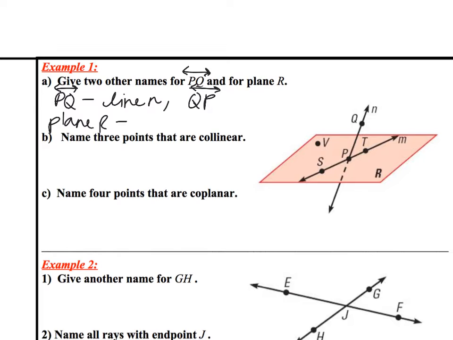Okay, how about plane R? Something I did not say is for plane, when you're choosing points, you want to try and choose points that are not all collinear. So you cannot call this plane SPT because they're all on the same line. But what's another name we could have for it? Lucas, what's another name for the plane? V. Plane V is a point. You could call it plane VSP, so you have to put 3 points.